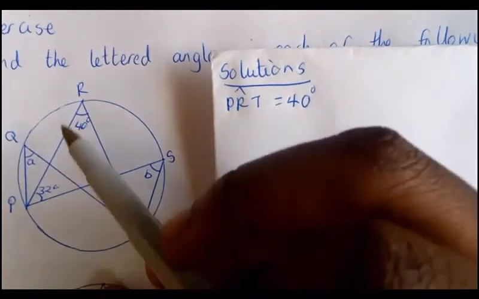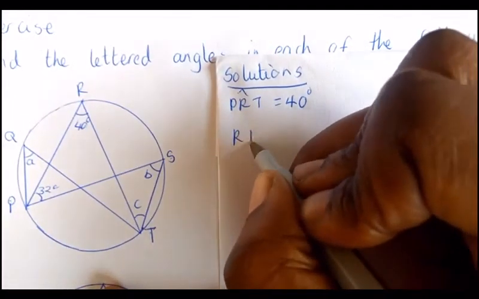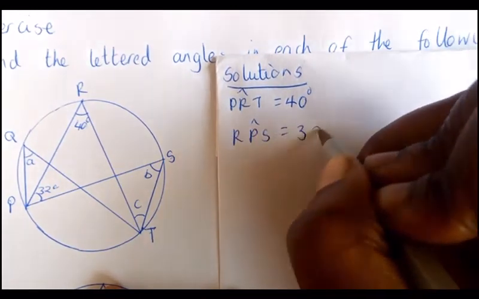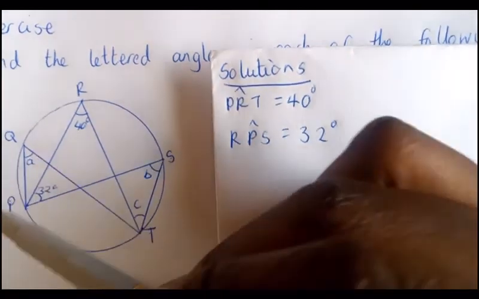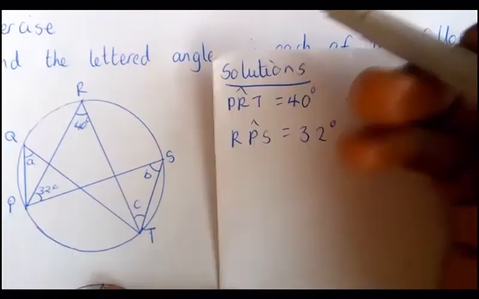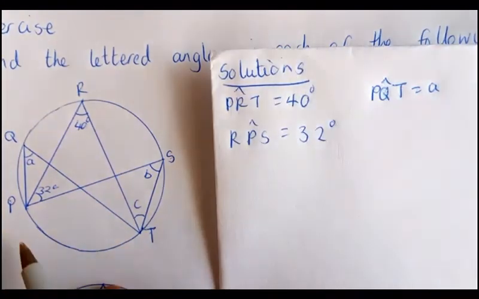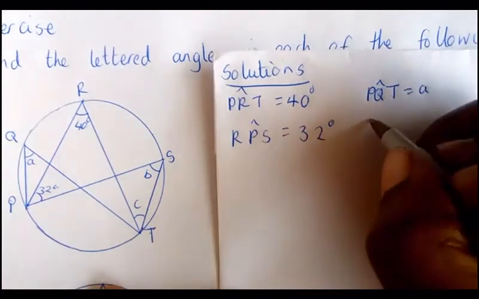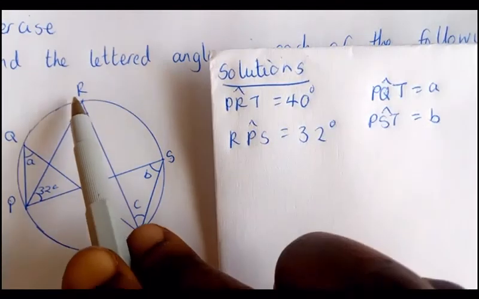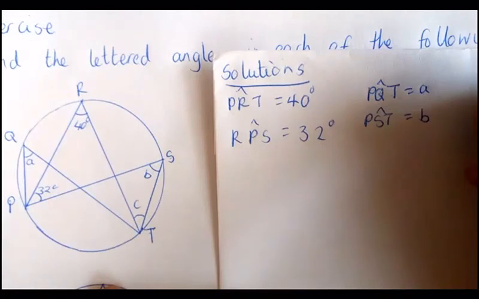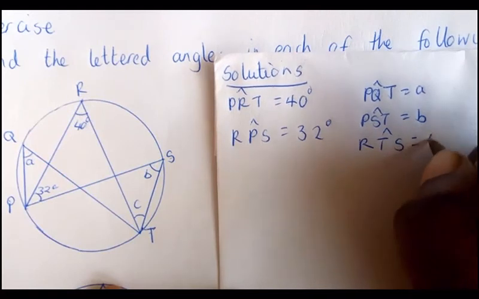And the other angle that we have is angle RPS. This is 32 degrees. And the angle that we are looking for, this is angle A. Angle A is angle PQT. Angle PQT is equal to A. And the other angle is angle PST, which is equal to B. And the last angle is angle RTS, which is equal to C.